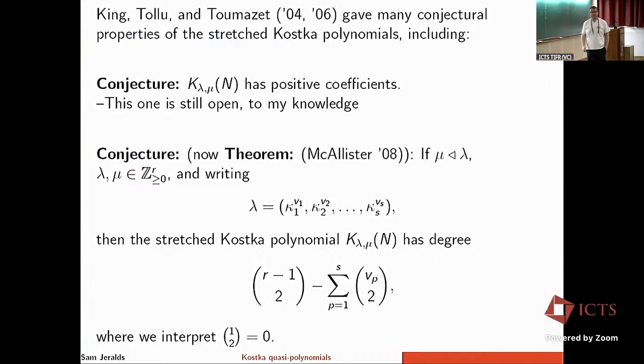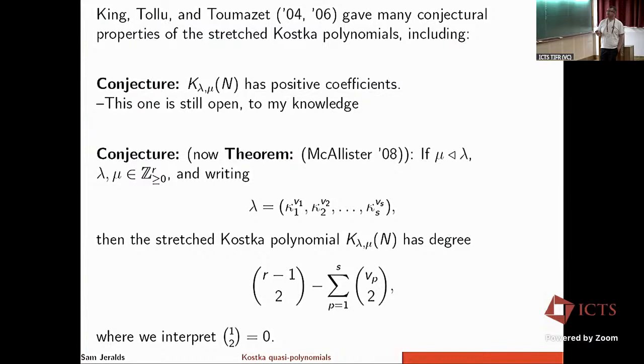Does not depend on mu at all. It only depends on mu in the sense that you need a strict covering here in dominance order. And so this is one kind of surprising thing, is that you don't really see a lot of mu input here.